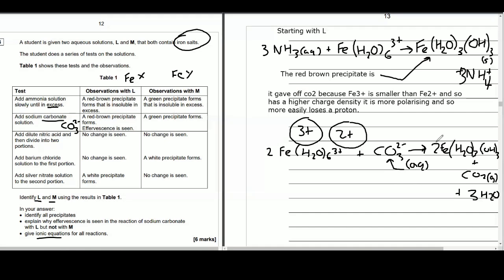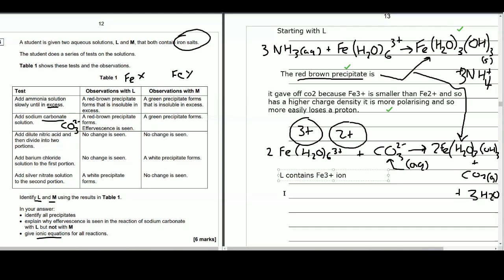And the water obviously is going to be a liquid. And the precipitate is the Fe(H2O)3(OH)3. You get the same precipitate formed with ammonium or with carbonate solution. You get that same red-brown precipitate formed, and the identity of the precipitate is Fe(H2O)3(OH)3. Okay. Right, moving on.